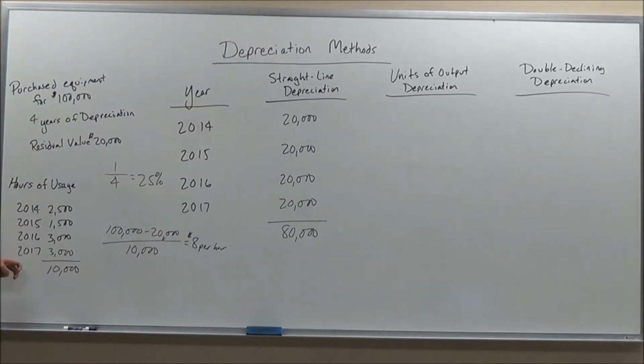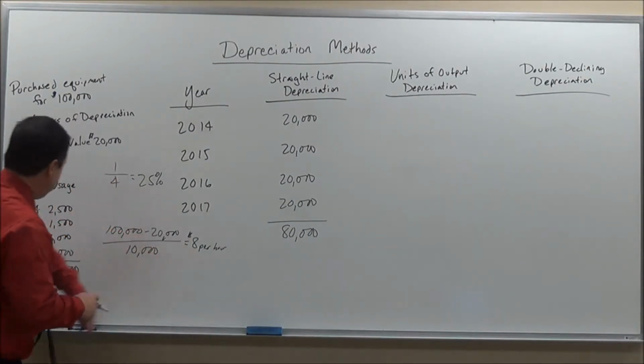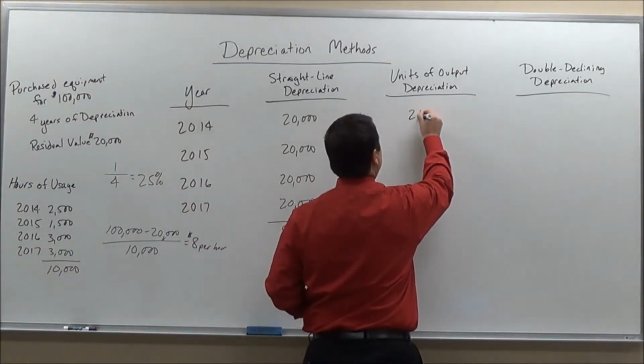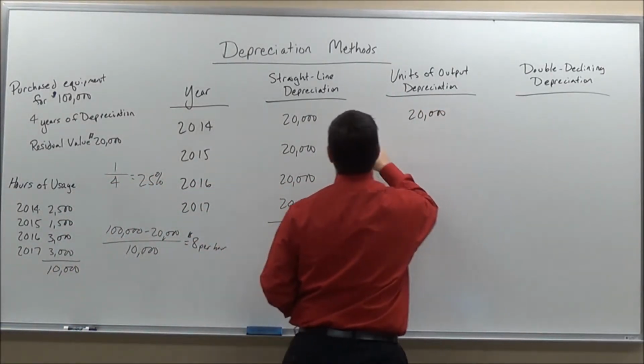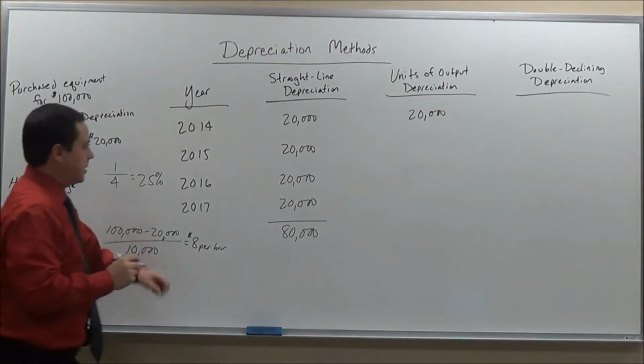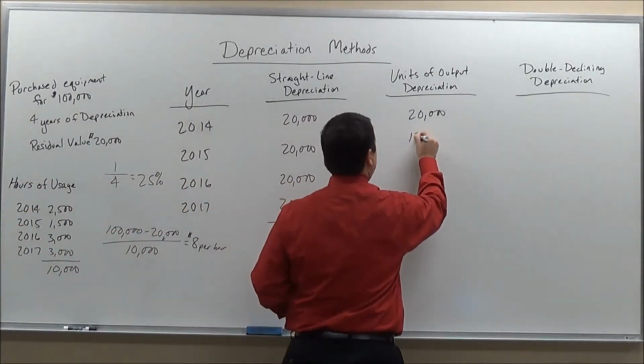That $8 per hour, I then will multiply against each of these numbers to figure out how much we're depreciating each of those years. So I take the $8 times 2,500, which gives me 20,000, which is the same as this one. Then I have 1,500 times the 8, which gives me 12,000.